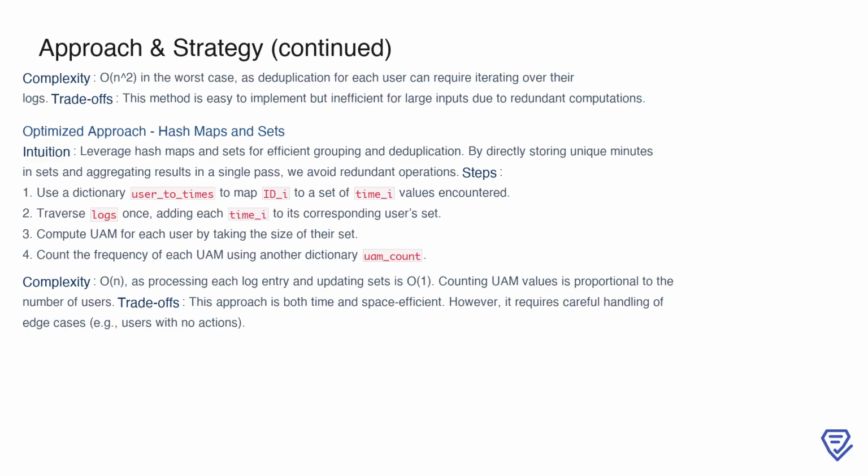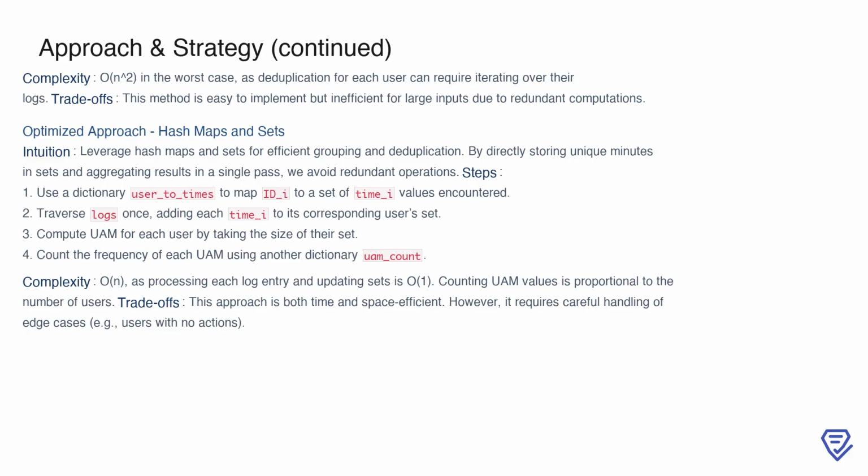To address this, we can use an optimized approach that leverages hash maps and sets for better performance. The intuition behind this method is to directly use sets to handle deduplication as we process the logs, eliminating the need for redundant operations. Specifically, we maintain a dictionary where each user ID maps to a set of their unique time values. As we traverse the logs, we add each log entry's time to the corresponding user set. Once all logs are processed, we calculate each user's UAM by taking the size of their set. Finally, we count the frequency of each UAM value using another dictionary.